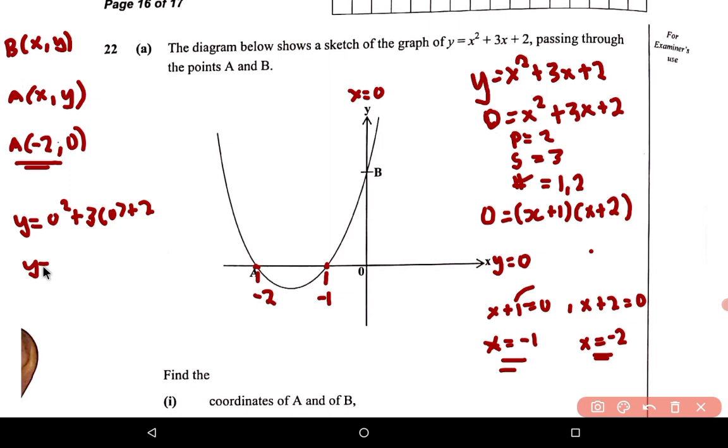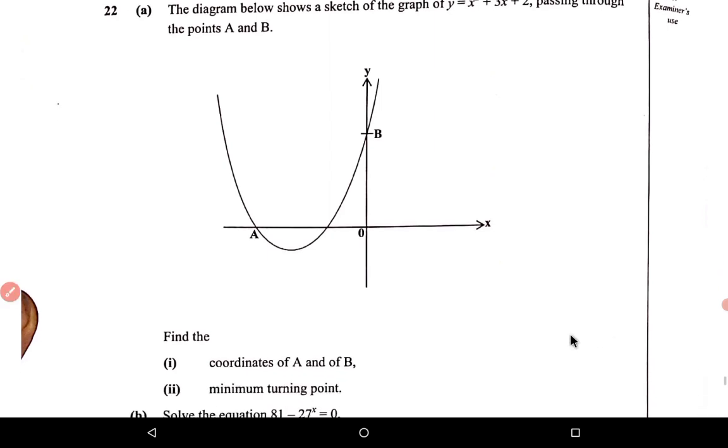That will be y is equal to, everything will be 0, so y is equal to 2. So the coordinate for b is actually, remember in this axis x is 0, so it's going to be (0, 2), and these are the coordinates. This is the coordinate for a, and this is the coordinate for b. So I hope this is clear enough.